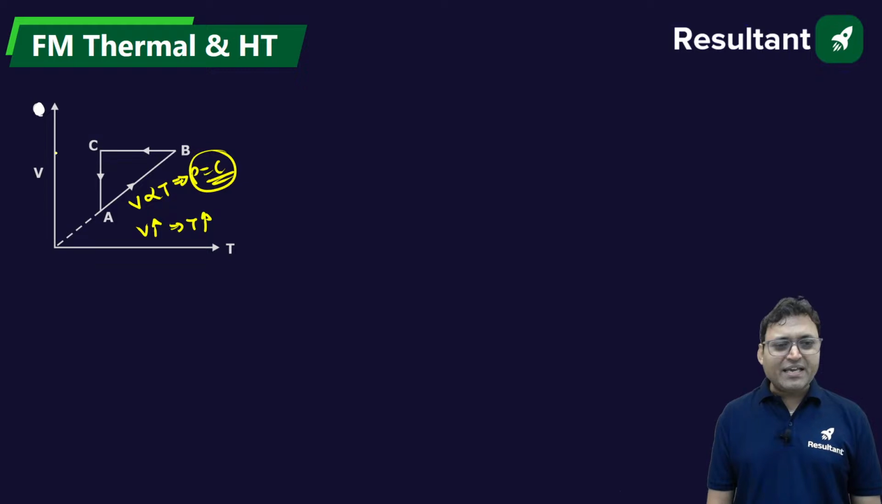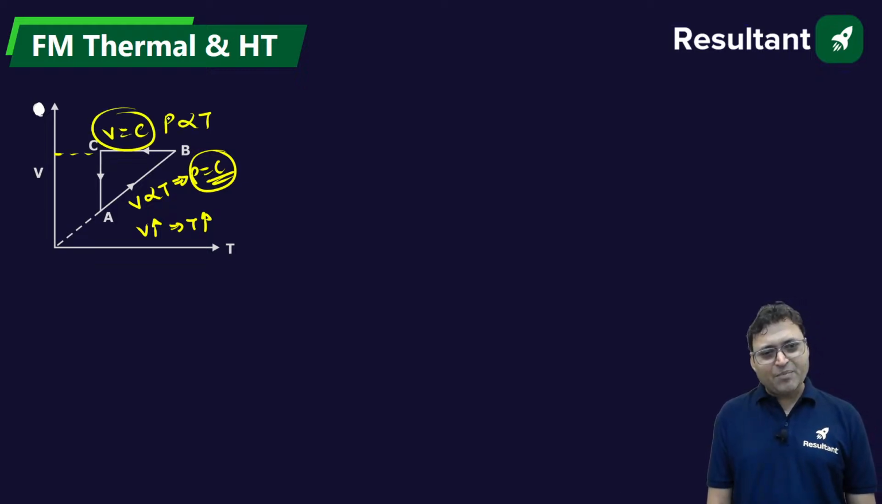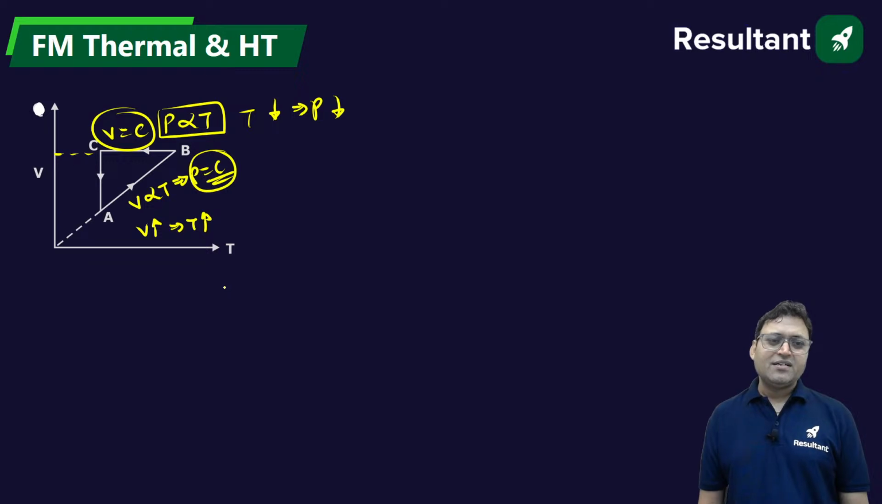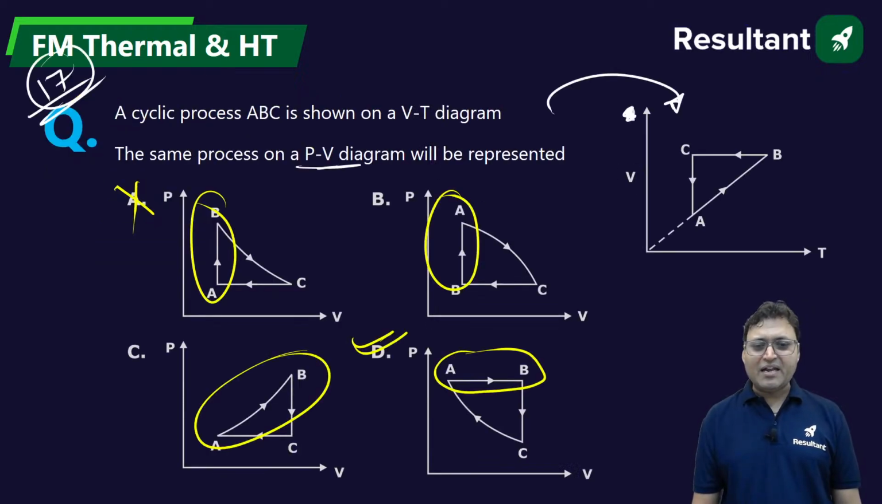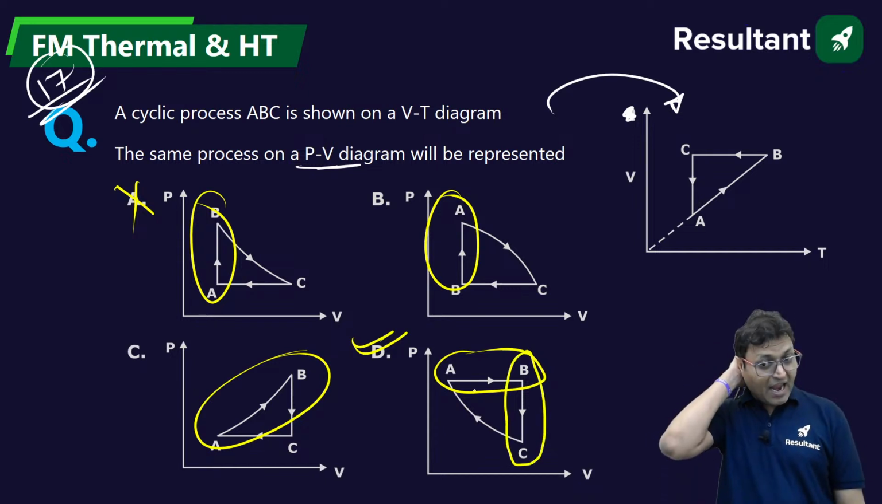And B to C is constant volume. Volume is constant, so P is directly proportional to T. If temperature is decreasing, then pressure will also decrease. If we draw the PV diagram, then constant volume and pressure will decrease. Constant volume is a vertical line. B to C is a vertical line, and pressure will decrease.